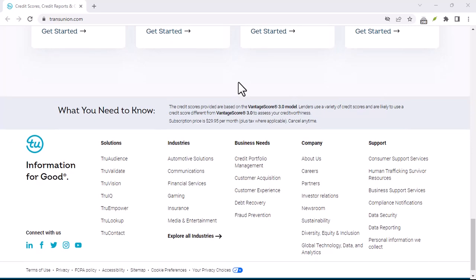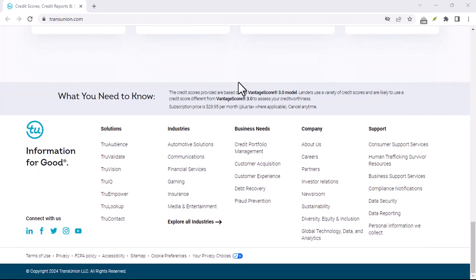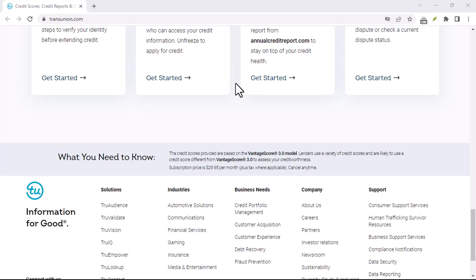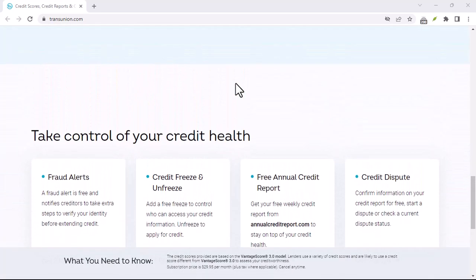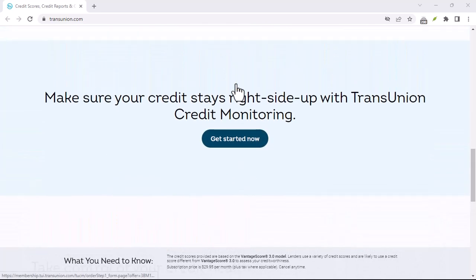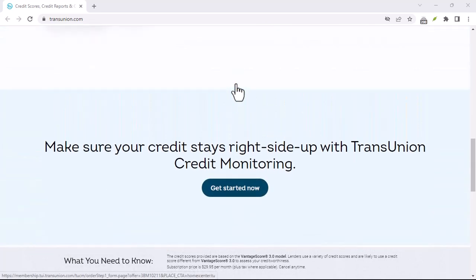So, there you have it. Disputing information on your TransUnion credit report can be a daunting task, but it's a necessary step if you want to protect your financial reputation. By following these steps and gathering the necessary evidence, you can increase your chances of a successful dispute.